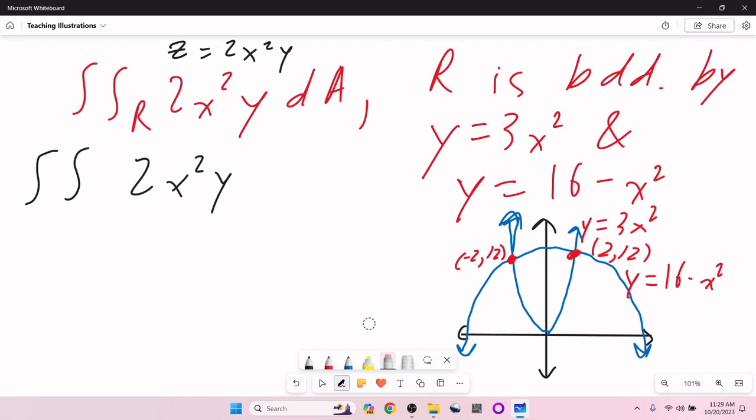So, there are two options. Now, if we go from bottom to top, let's pick a specific x. So we'll just say this is x. And we go up. Well, x is sandwiched between 16 minus x squared on top and 3x squared on the bottom.